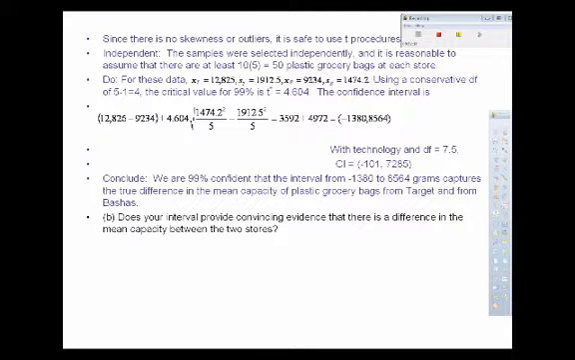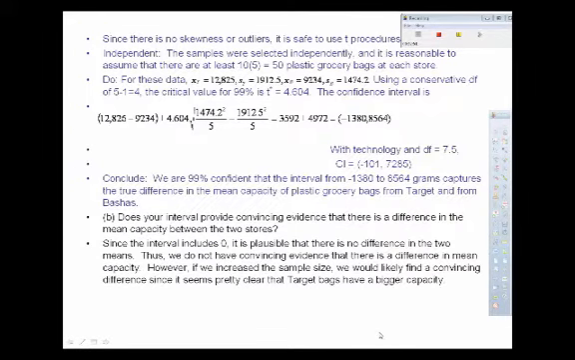Does your interval provide convincing evidence that there is a difference in the mean capacity between the two stores? Since the interval includes 0, it is plausible that there is no difference in the two means. Thus, we do not have convincing evidence that there is a difference in the mean capacity. However, if we increase the sample size, we would likely find a convincing difference, since it seems pretty clear that the Target bags have a bigger capacity. So you just need a bigger sample size.